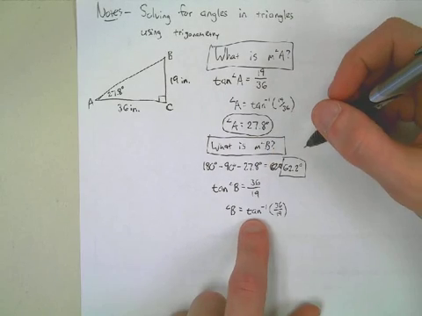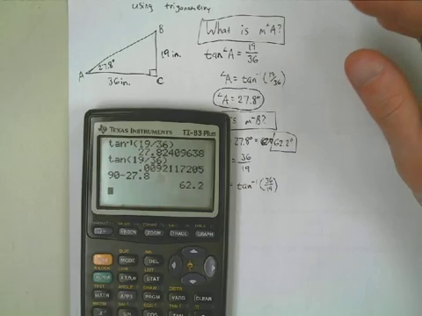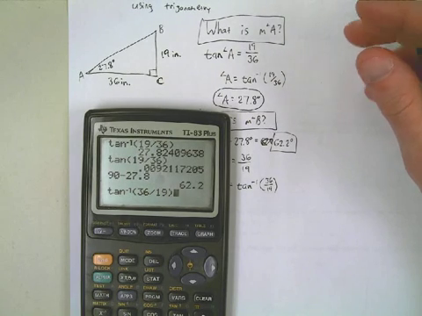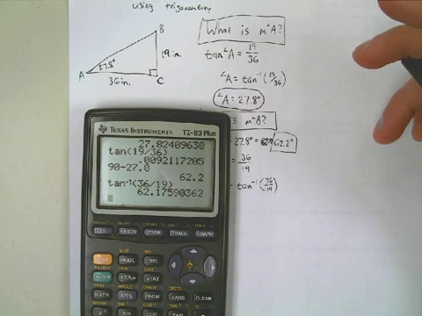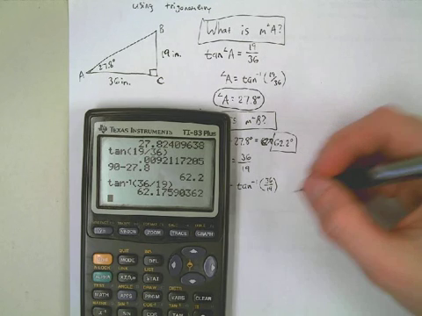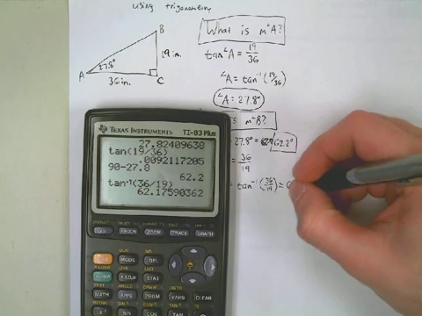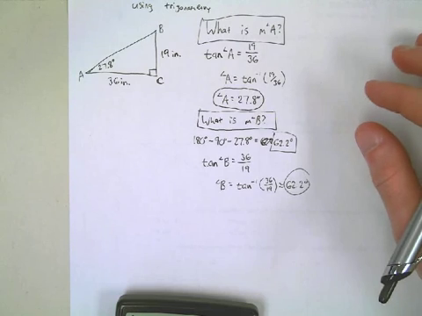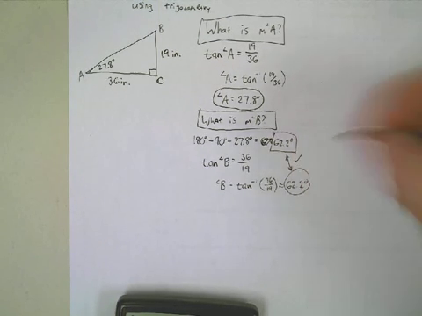So tangent inverse of 36 over 19. Type in your calculator: second tangent, 36 over 19, close parentheses, hit enter. 36 divided by 19 gives 62.17590, which would round to 62.2. And so that matches what we should have gotten. So angle B equals 62.2 degrees. You see they match. That's good, as we want.